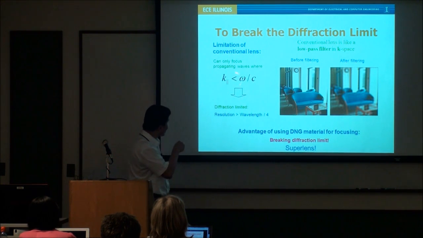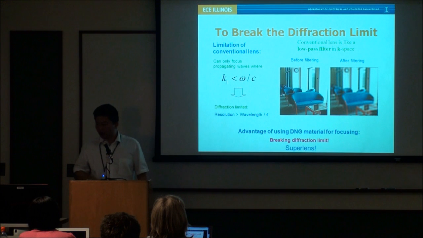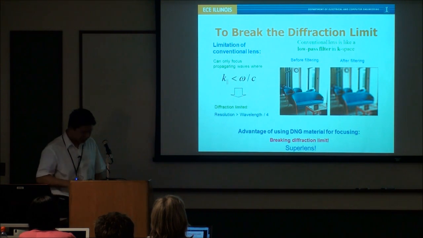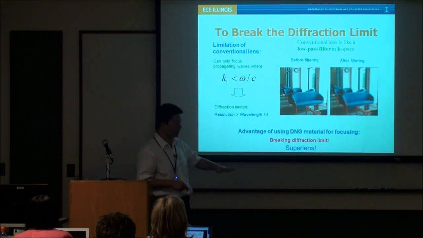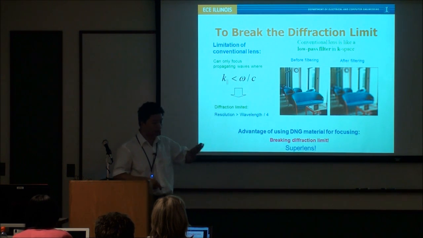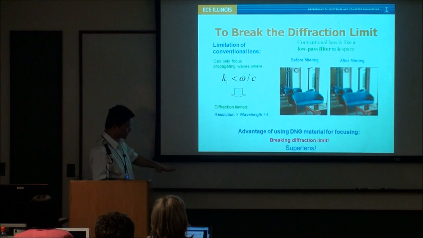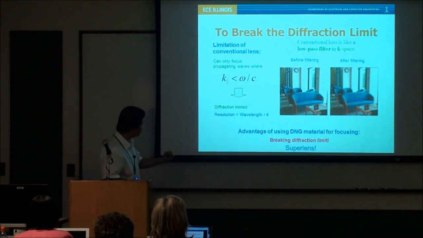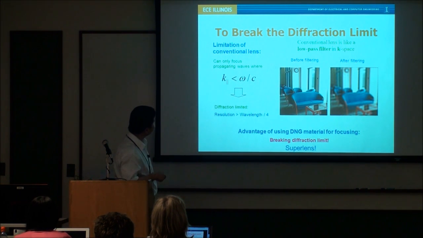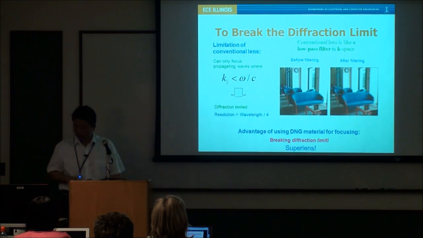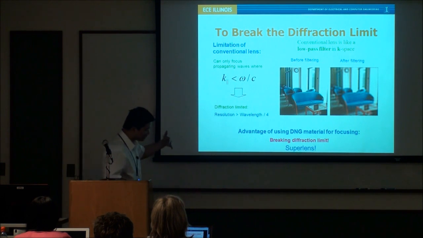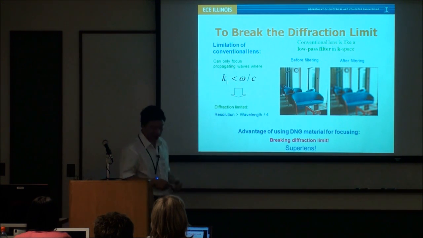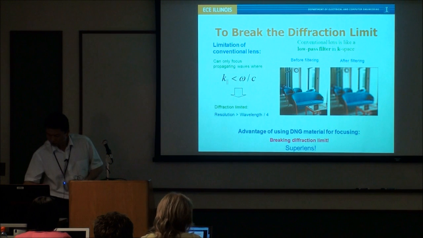However, now we're trying to create a K that is a lot smaller than the actual K in free space or in natural dielectric materials. If we can have a K a lot smaller, then this diffraction limit has been brought to a higher limit.